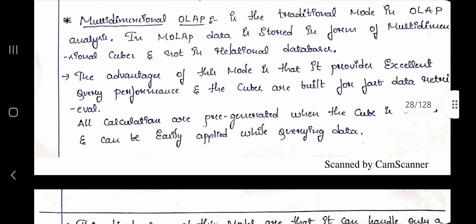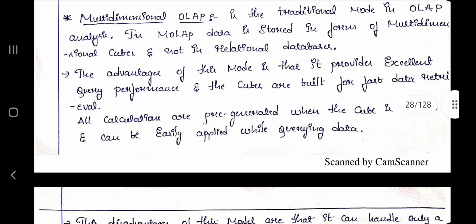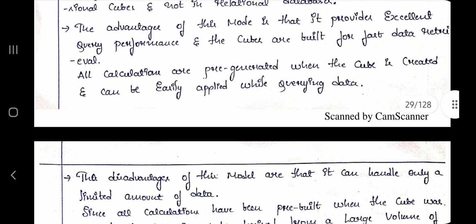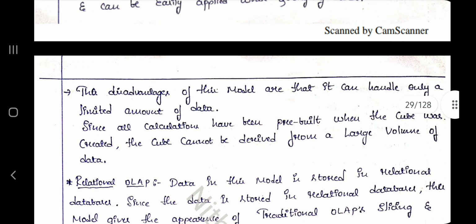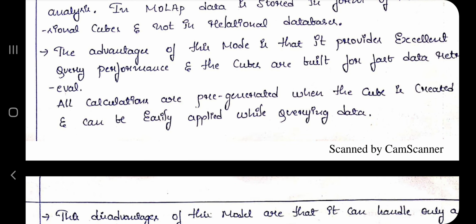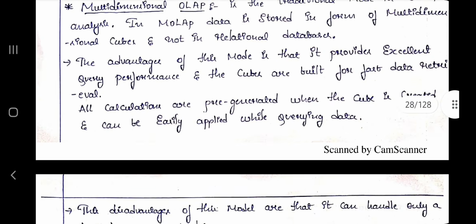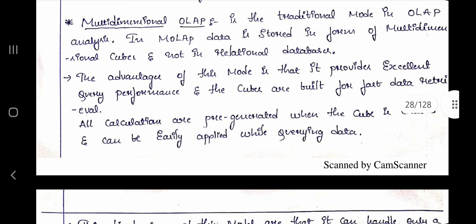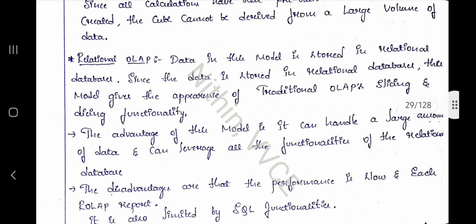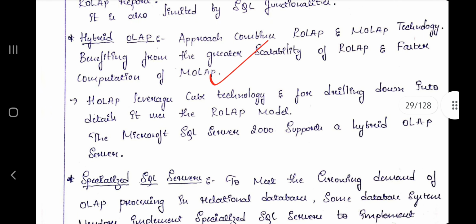And multidimensional OLAP cannot handle a large amount of data because a large space is required, and there will be no relational database as well, so where would you store it? That's the disadvantage. Only a small amount of data will be calculated, and the advantage is that the model provides excellent query performance. The answers you get will be very accurate. And the combination of relational and multidimensional OLAP is hybrid OLAP. If you want, you can give an example: Microsoft SQL Server 2000 supports the hybrid OLAP server.